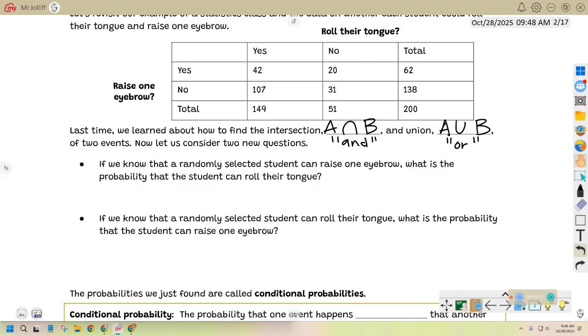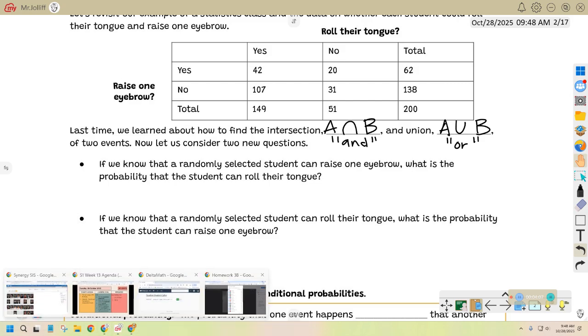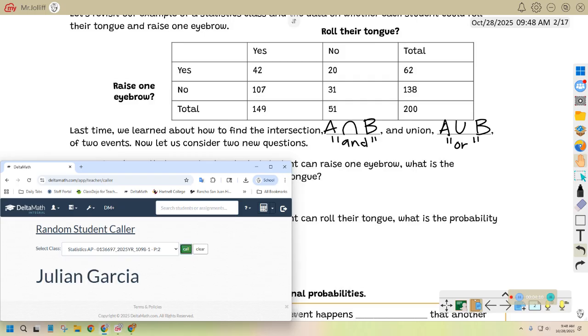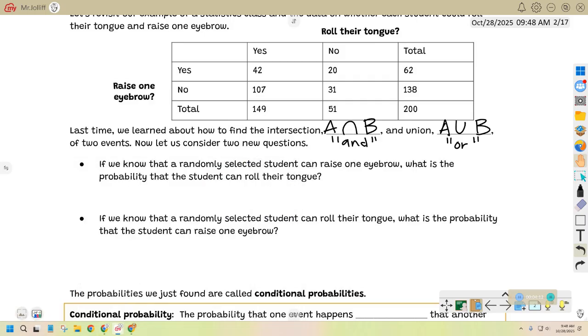All right, so before I get out my random name caller, do we have a volunteer who can tell us what they're thinking for that first question? If we know they can raise their eyebrow, what's the probability they can roll their tongue? We're being shy this morning. Okay. Where is my name caller? Julian, what are we thinking?